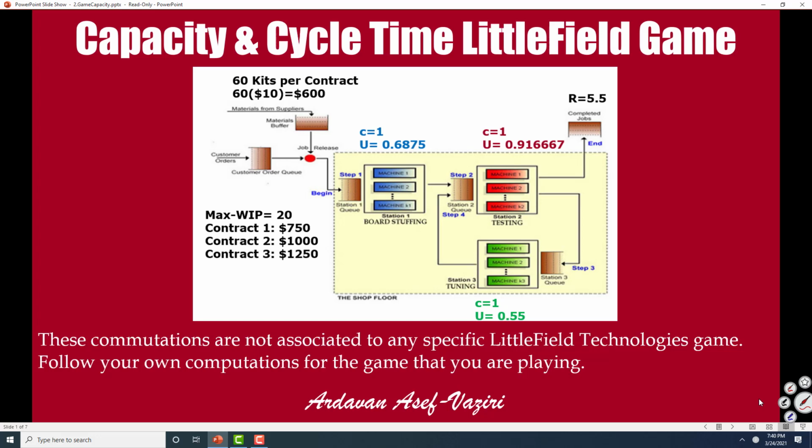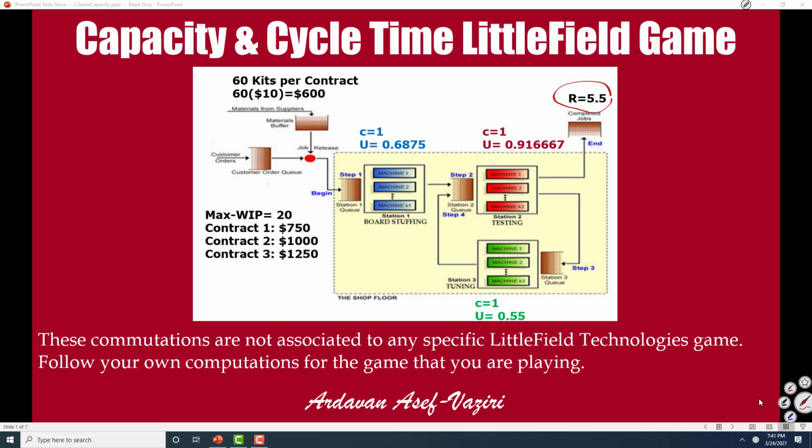Today again I will talk about capacity and the LittleField game. Please note that the data that I'm using here differs from the game. I use this data mainly for the purpose of teaching. We have finished the first 50 days of the game, and throughput during this period was on average 5.5 contracts or 5.5 products per day. And we know that in this game, a day is 24 hours.